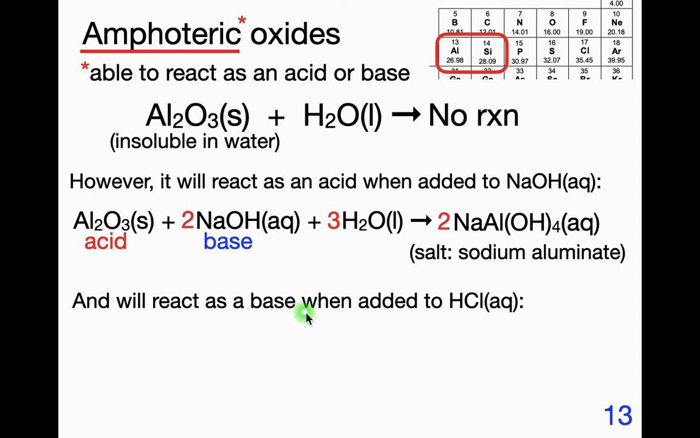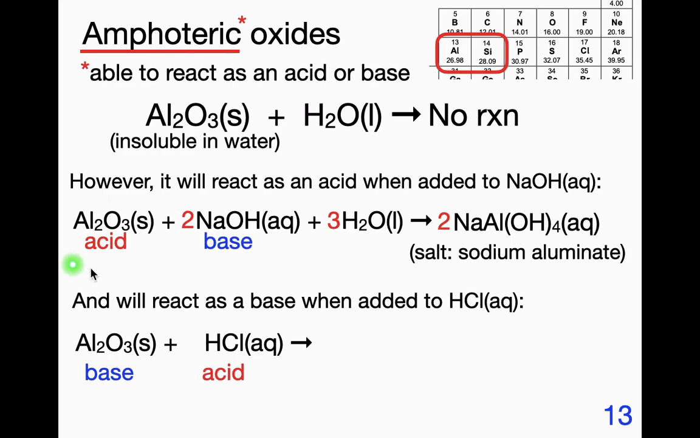And it will react as a base when added to hydrochloric acid, which is a strong acid. So in this case, the hydrochloric acid is the acid, it will behave as a base. So again, amphoteric is able to react as an acid or a base. Here it's reacting as an acid. Here it's reacting as a base.